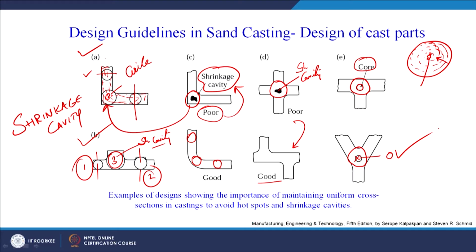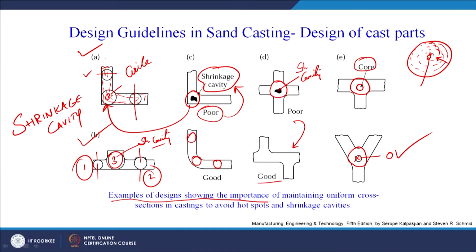So, you can change the product design in order to avoid the formation of a shrinkage cavity because of a higher volume of molten metal at one particular section of the product geometry. So, these are the examples of designs showing the importance of maintaining uniform cross sections in casting. This can be one guideline, that we must try to maintain uniform cross sections in the casting to avoid hot spots and shrinkage cavities.